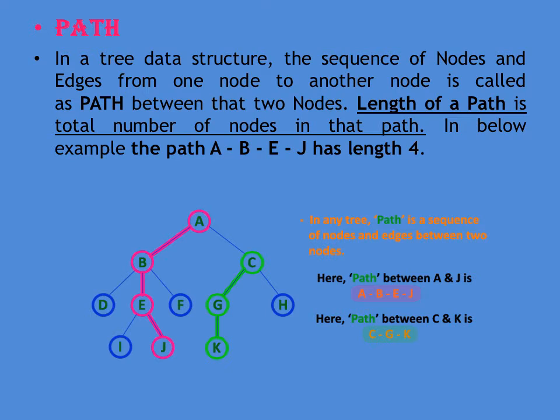Path. In a tree data structure, the sequence of nodes and edges from one node to another node is called the path between those two nodes. Length of path is the total number of nodes in that path. In the below example, the path A, B, E, G has a length of 4. This is the longest path.